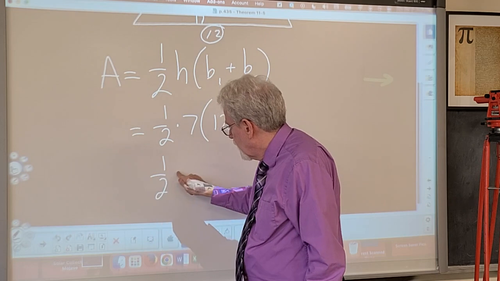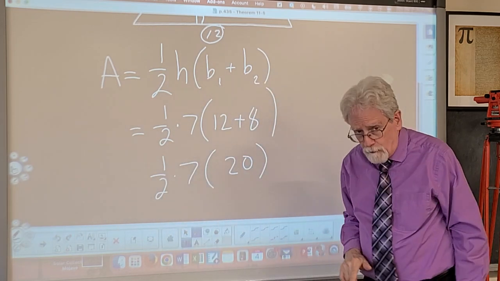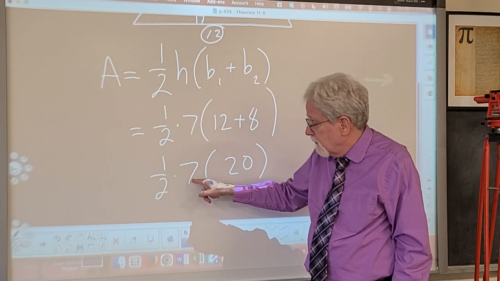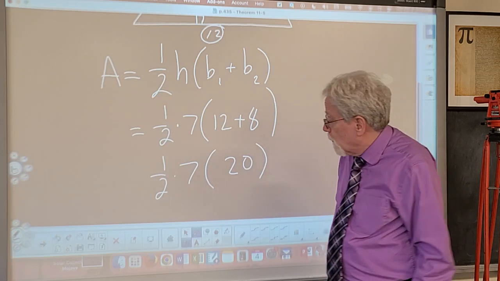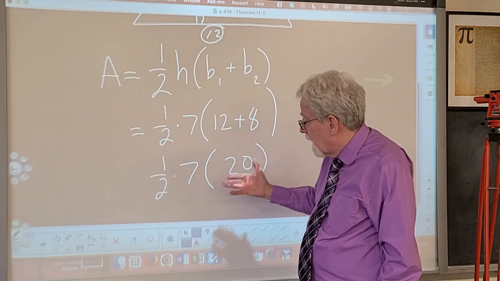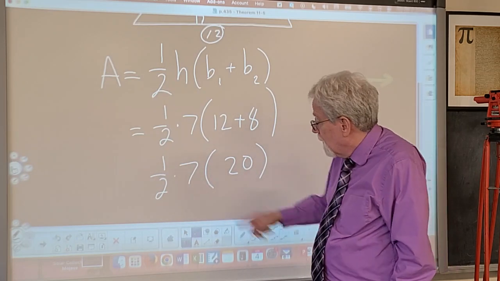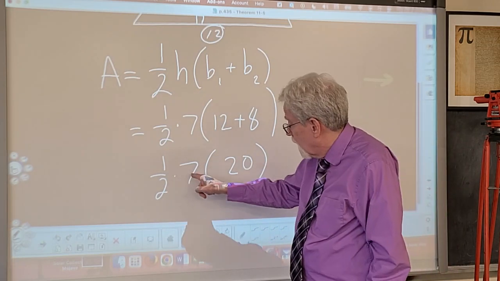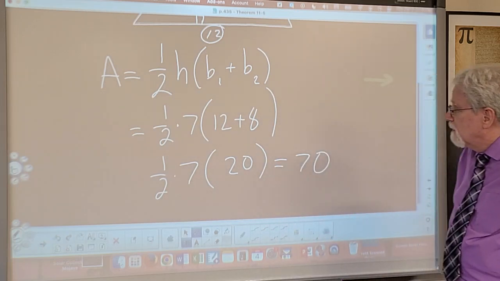We have 1/2 times 7 times 20. Now we have the right to take half of 7, which is 3.5, and multiply 3.5 times 20. Or we could take 7 times 20, which is 140, and take half of 140. That's not hard. But the easiest way is to take half of 20. That's 10. 10 times 7 is 70. We have an area of 70.